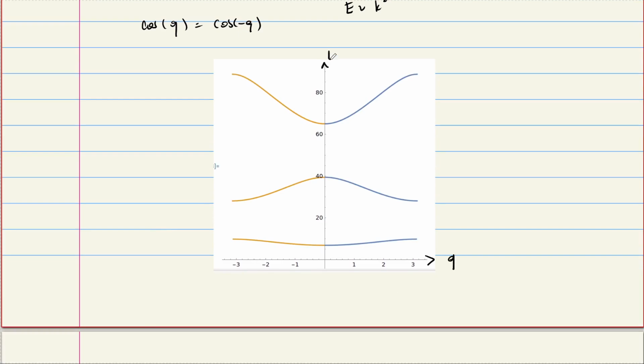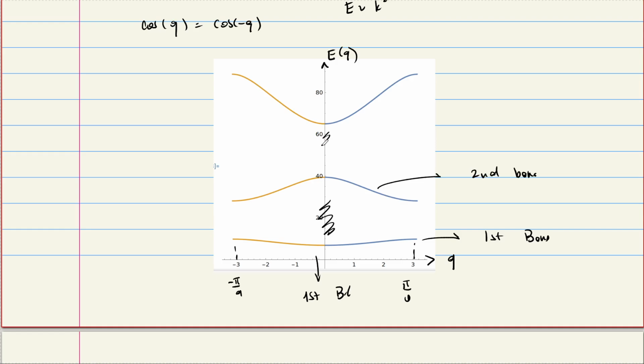So what is this? This is E of Q, and you can see there's minus pi over a to pi over a. So this is what I called the first Brillouin zone, and I have here the first energy band, and there's a forbidden region here, there's a second band, there's another gap, and a third band, and so on. Good? So we solved the Schrödinger equation.